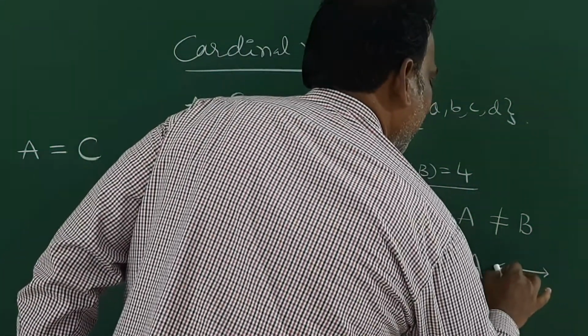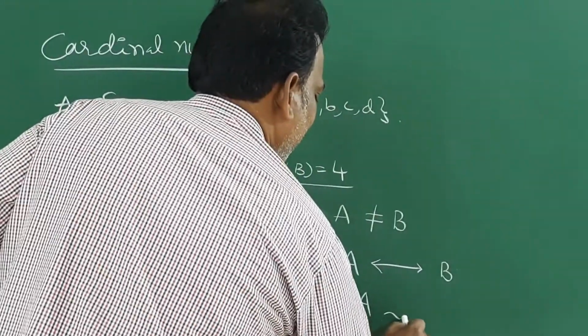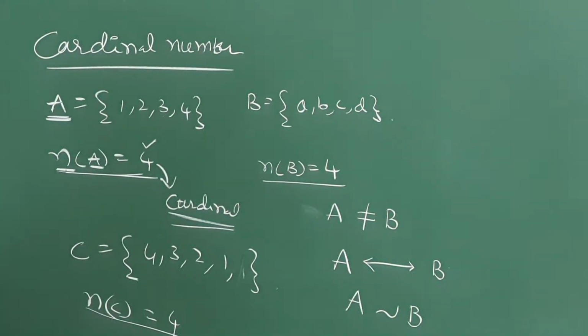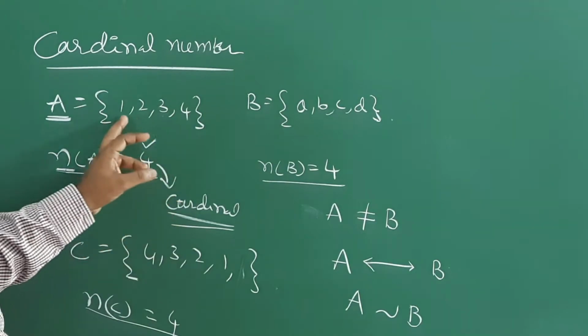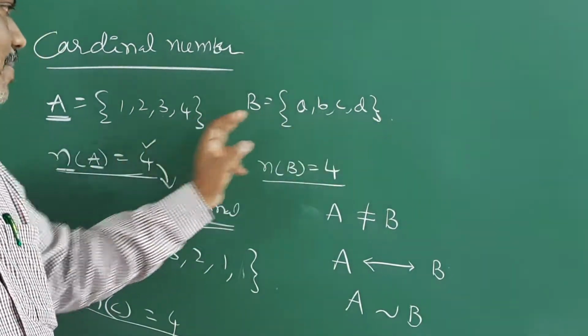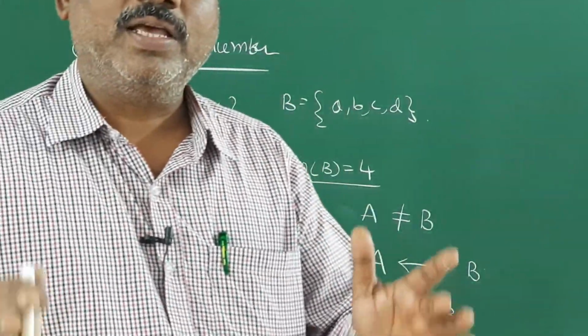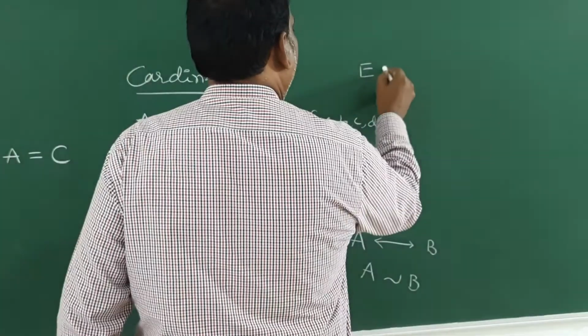So these are equal sets, but these are equivalent sets. Equivalent sets we will denote it like this, or some textbooks will denote it like this. Equivalent means they have the same cardinal number. Cardinal number is the same, 4 elements, 4 elements, but elements are different. If the cardinal number is the same, such kind of sets are called equivalent.